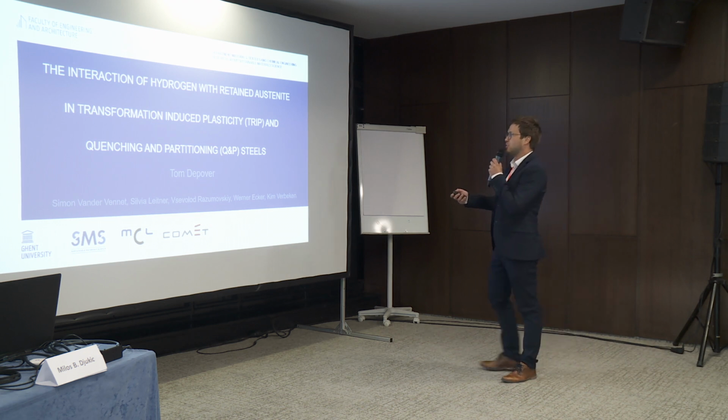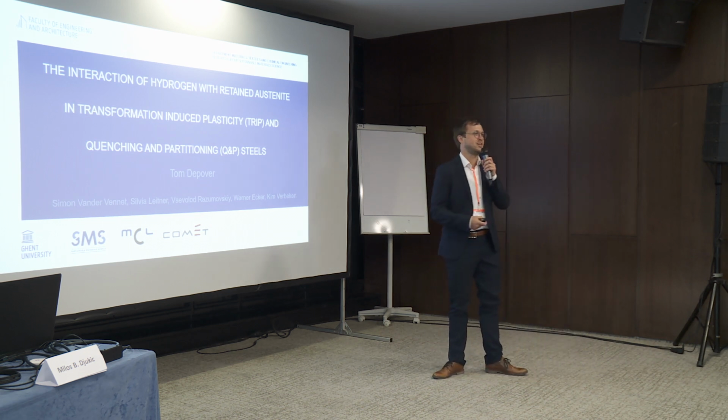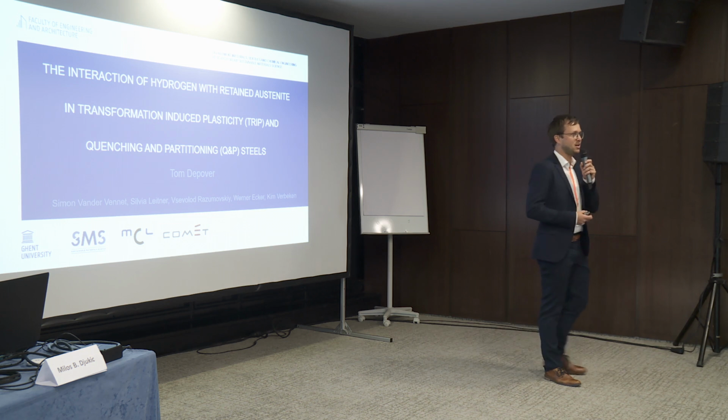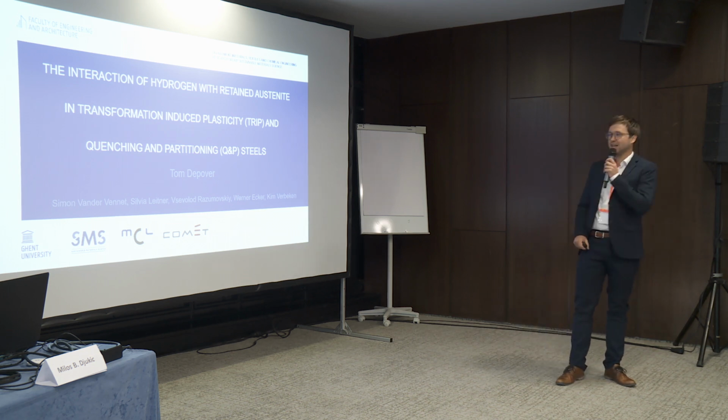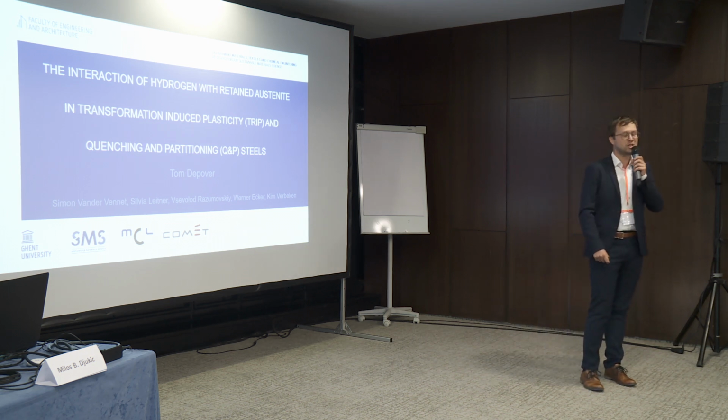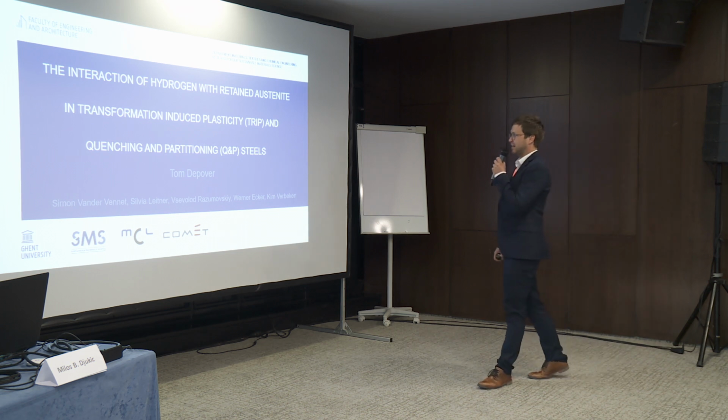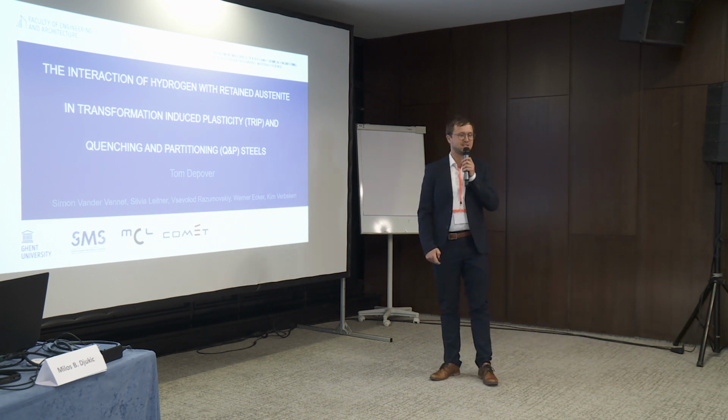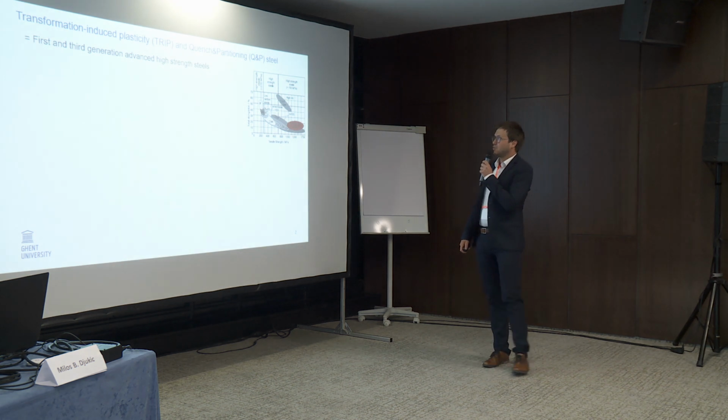But basically, I will talk about the interaction of hydrogen with retained austenite, because it's quite specific and quite interesting to take a further look into that. And two types of automotive steels, TRIP steel and quenching and partitioning steels. So let's take a look why these are important.